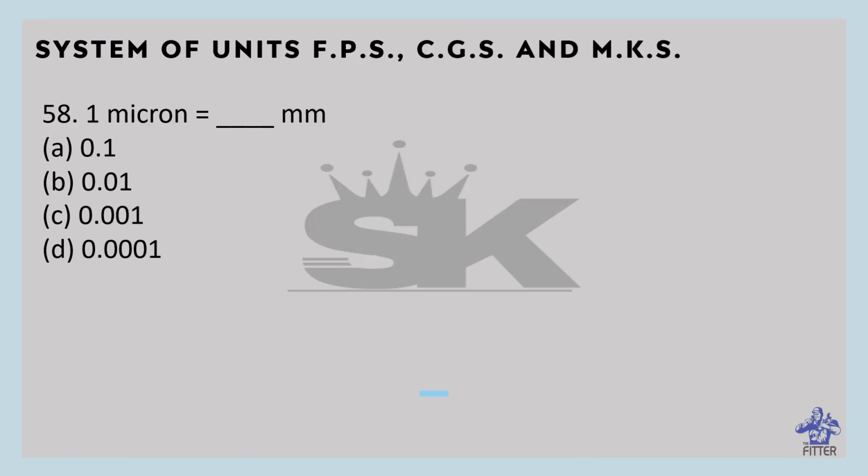1 micron equals to dash mm. We have discussed it before, right? So that is 10 to the power of minus 3 mm.